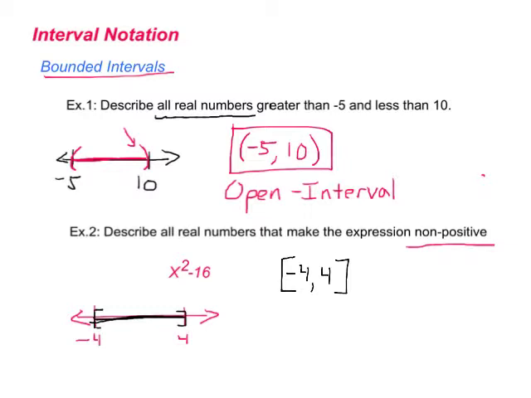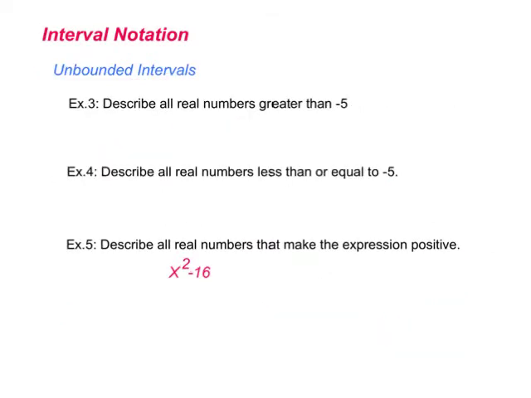Now this is what we call a closed interval. It's closed because of the hard brackets on both sides. We are including both of the endpoints. Alright, so that's a closed interval. Finally, we want to look at unbounded intervals.